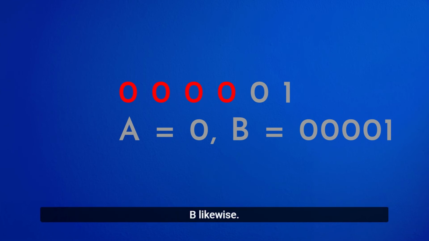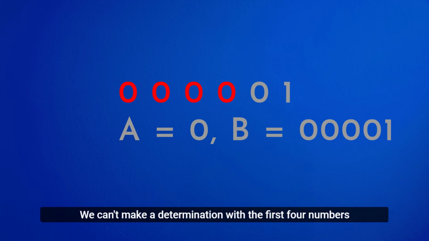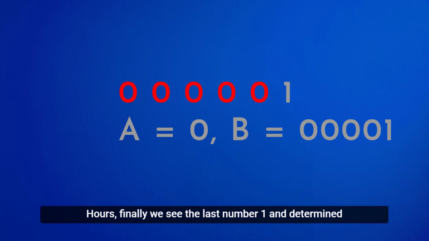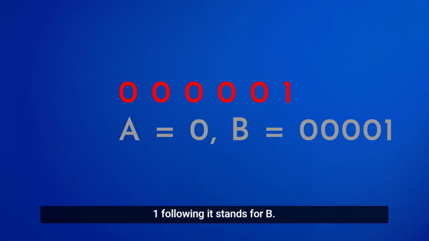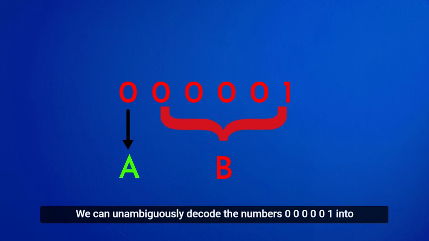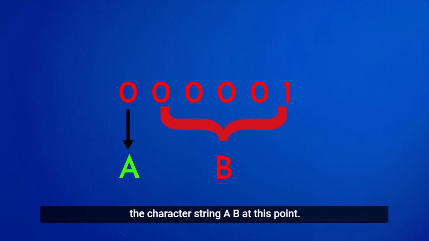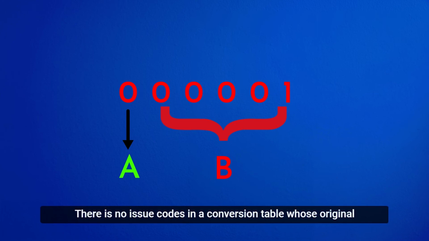Likewise, we can't make a determination with the first 4 numbers, nor with the first 5 numbers. Finally, we see the last number, 1, and determine that the first 0 is an A, and that the 00001 following it stands for B. We can unambiguously decode the numbers 000001 into the character string A, B. At this point, there is no issue.